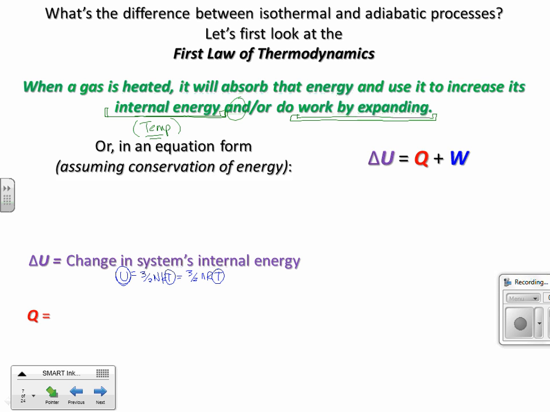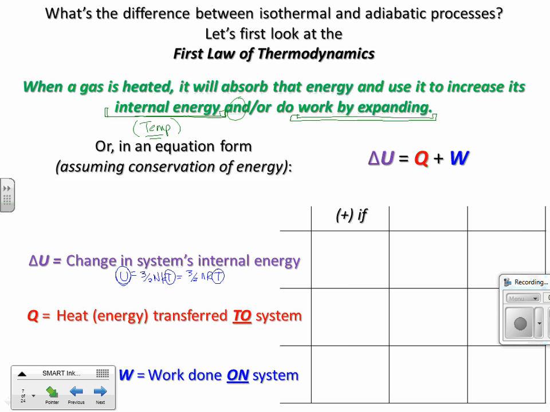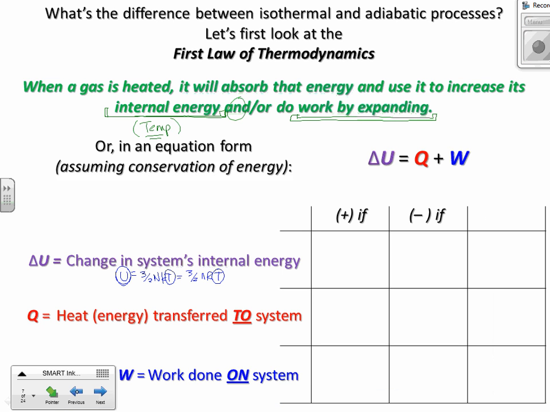Q we've defined as heat, or really energy, transferred to the system. Fair enough? And W, by definition, is work done on the system. These are our definitions, as opposed to, say, Q being energy taken out of the system or W being work done by the system. We're defining it as what you see here. So, this is super important, when is each of these positive, negative, or zero?